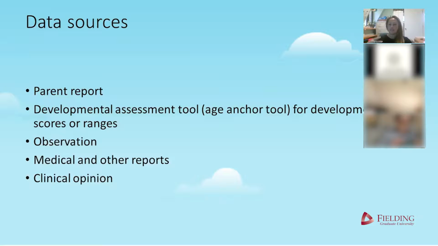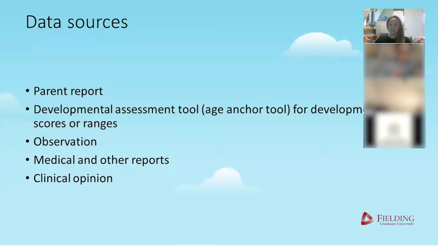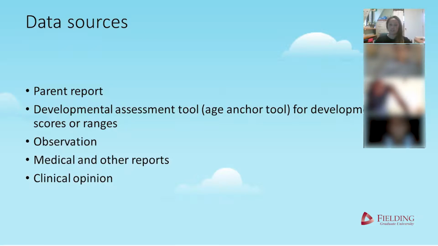And then some kind of developmental assessment tool. Usually everybody has to use some kind of protocol. So we want to make sure that we're using that as a foundation to get our developmental scores or ranges, which is always important for insurance purposes. And observation. Observation is so critical, just to really stand back and see how the child does something without interfering, and how the parents interact with them.